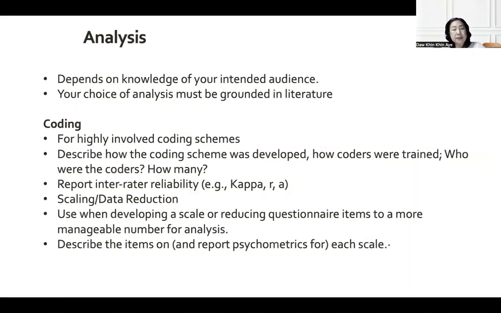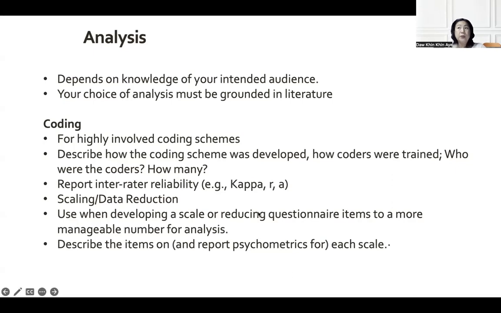Now, in terms of analysis, depending on knowledge of your intended audience, your choice of analysis must be grounded in literature as well. Here, coding is more to do with qualitative research. For a highly involved coding scheme, describe how the coding scheme was developed, how coders were trained, who the coders were, and how many. And report inter-rater reliability, as in the previous example, and scaling or data reduction.